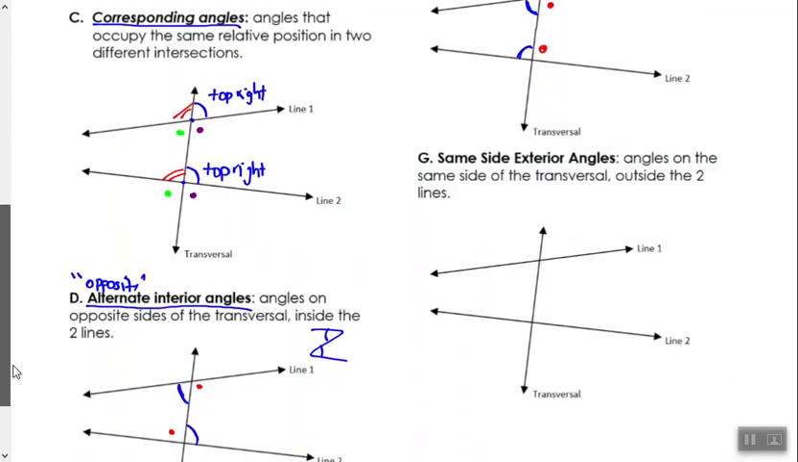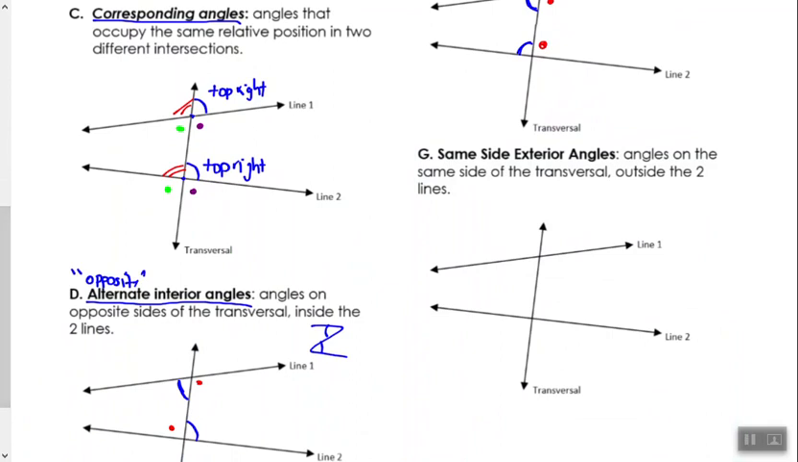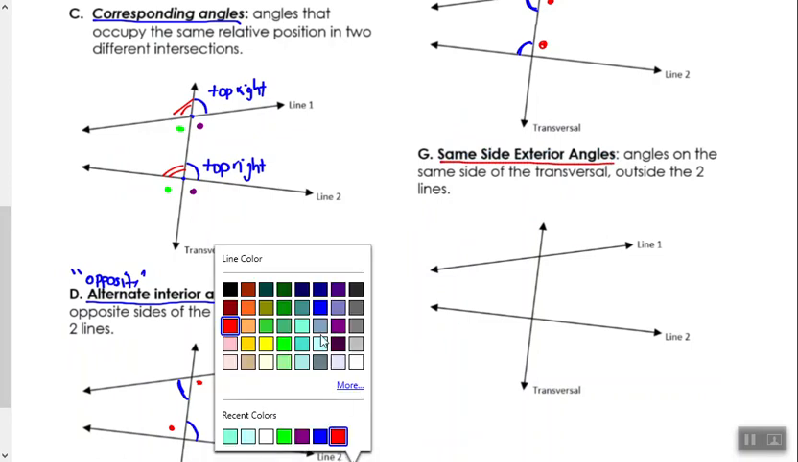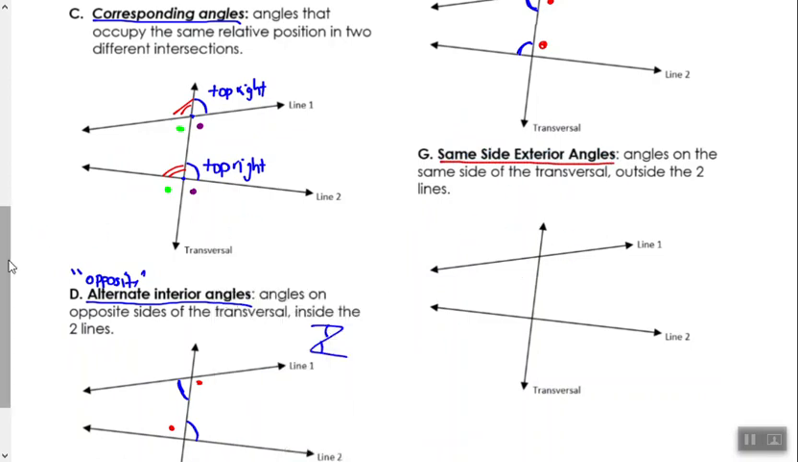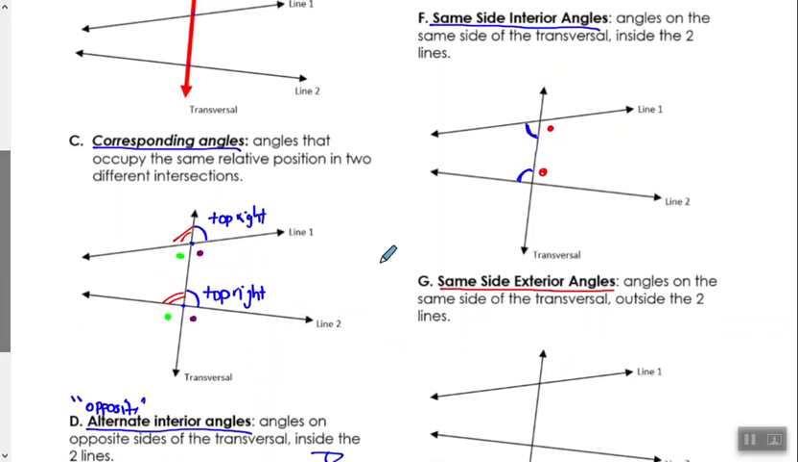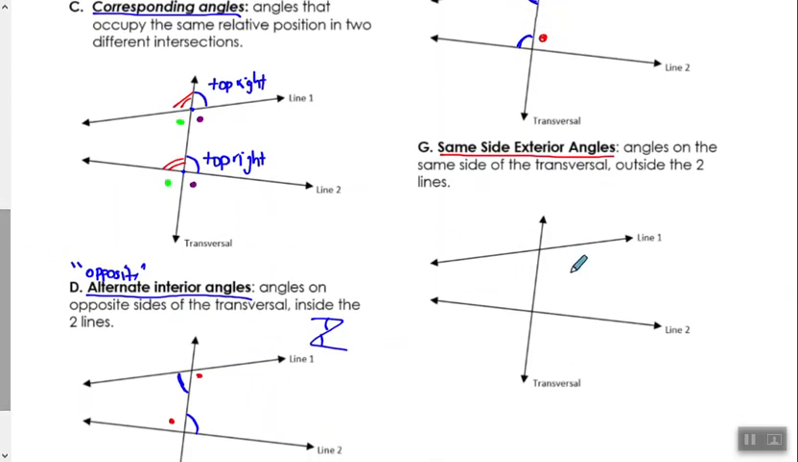Last one, same side exterior angles. So just like we had same side interior and alternate interior, we have same side exterior angles, as well as same side interior angles. So same side exterior, looking at my exterior angles, so on the outside of my 2 lines, so these 4, 1, 2, 3, 4.